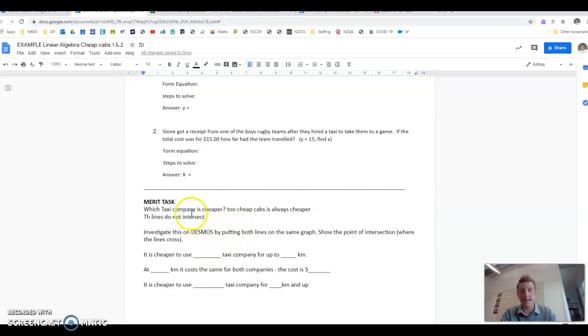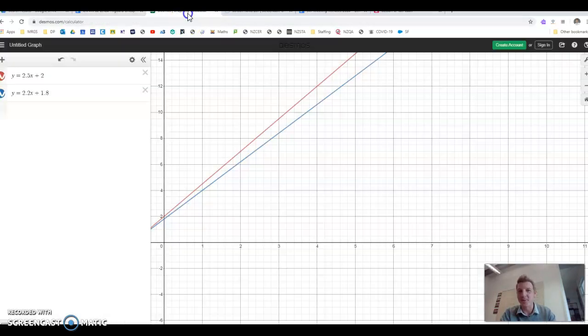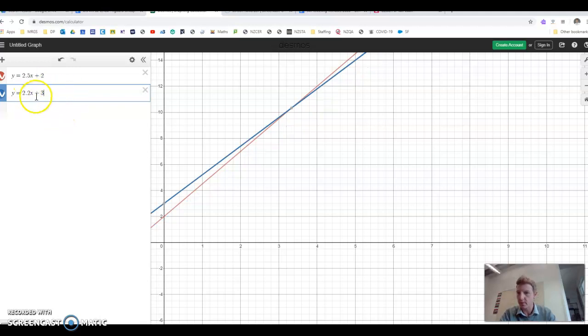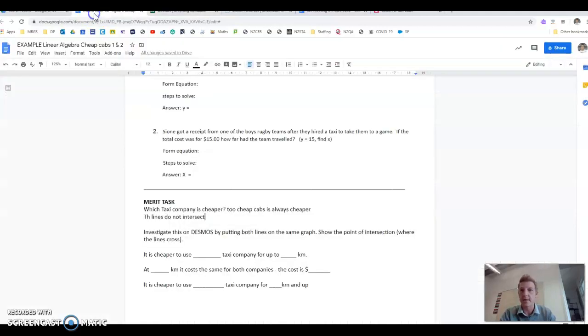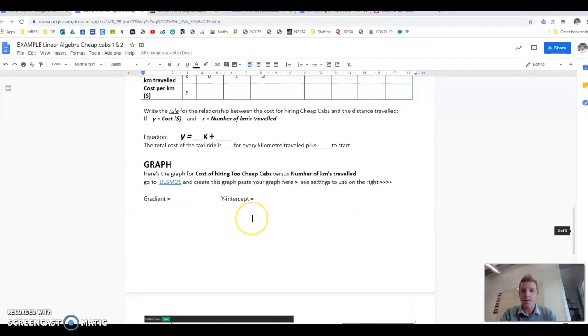And then for the next task, hopefully I'll give you two lines that do intersect, and we can work on that. So for example, let's say Two Cheap Cabs, actually it was $3 was the flag fall, so it starts at 3. We could then find a point of intersection and say that this one is cheaper up to this point, and then the other taxi cab is cheaper afterwards. So we're using that graph to find that point, and that's going to be the merit part of this assessment.